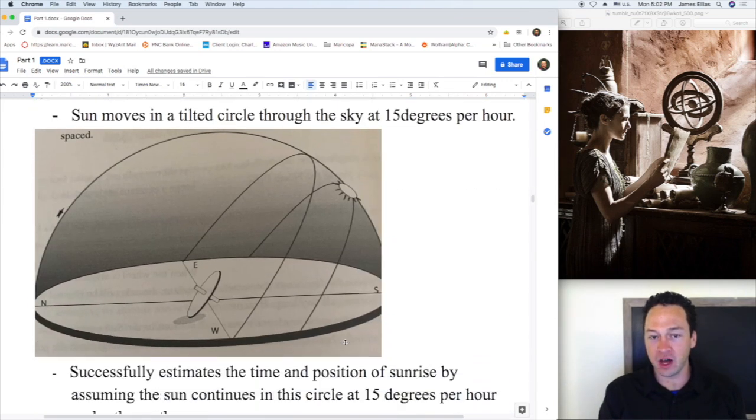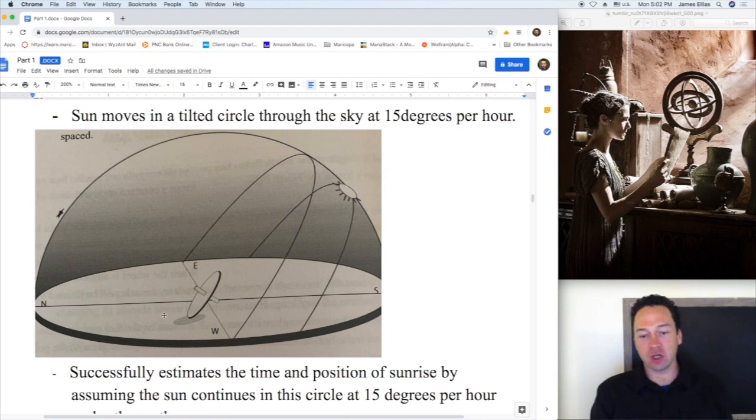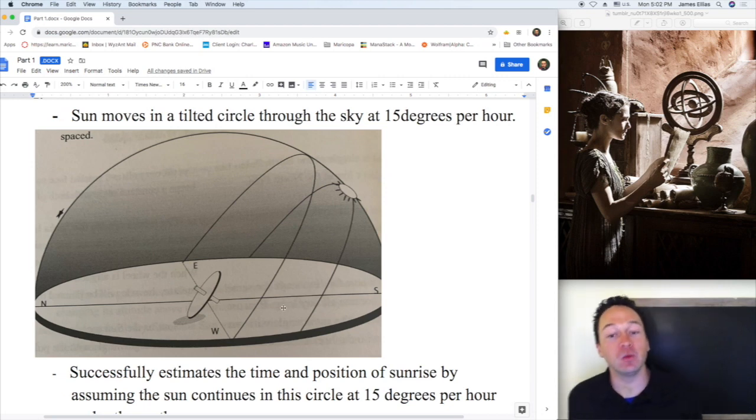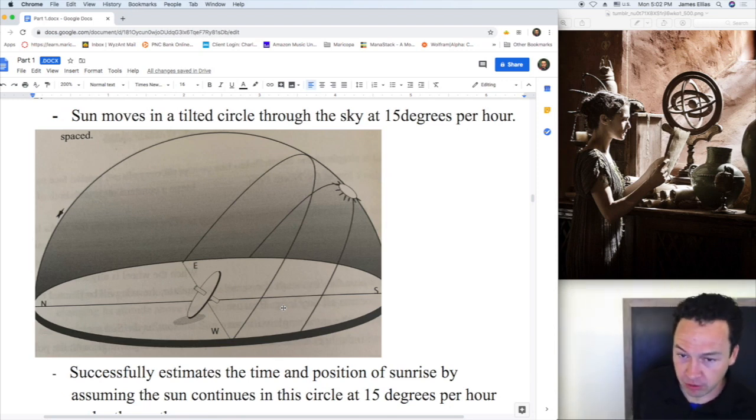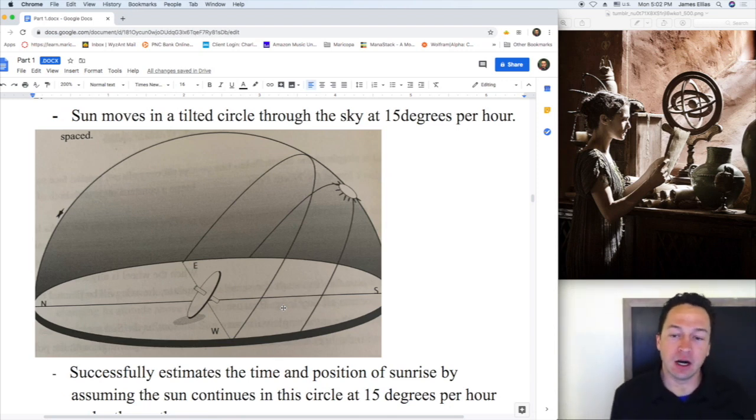Okay, so here's one. Now, when Greek astronomers measure the speed of the sun, they find that it goes 15 degrees per hour through the sky. Every hour, they find it's consistent. It's going in this pattern you can see on my screen. Not always tilted, but in most parts of the world, including Greece, it's tilted like this as it goes through the sky.